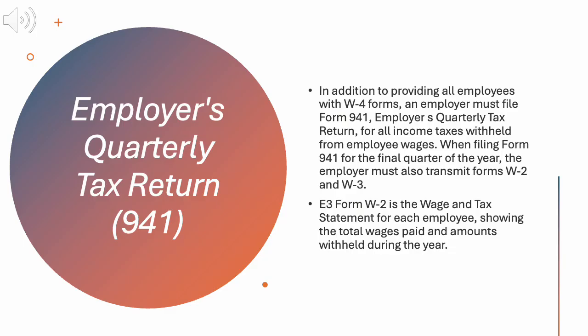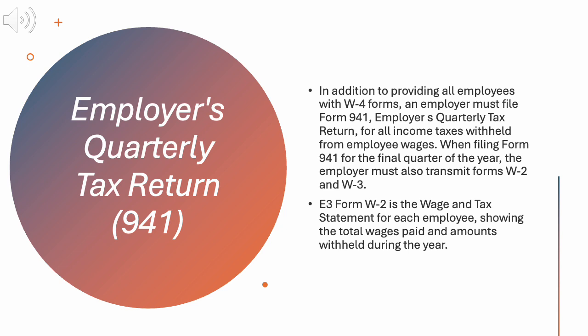Employer's Quarterly Tax Return, 941. In addition to providing all employees with W-4 forms, an employer must file Form 941, Employer's Quarterly Tax Return, for all income taxes withheld from employee wages. When filing Form 941 for the final quarter of a year, the employer must also transmit Forms W-2 and W-3.